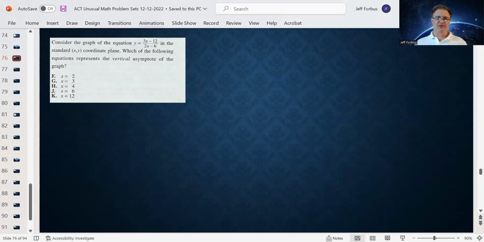So the first question is an algebraic fractional expression. It says, which of the following equations represent the vertical asymptote? To find the vertical asymptote, all you need to do is take your denominator, 2x minus 6, set it equal to 0, and solve that equation for the number that makes 2x minus 6 equal to 0. So 2x is equal to 6. x is equal to 6 divided by 2, which is x equal to 3.